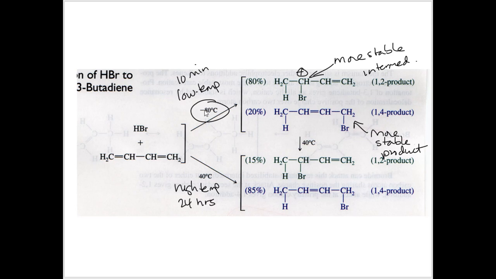So we can see that experimentally, low temperatures and short reaction times favor the product from the more stable intermediate, while higher temperatures, and 40 degrees compared to minus 80 is a higher temperature, and long reaction times favor the formation of the product that is more stable. Okay. And so we're going to have to answer that question, why?